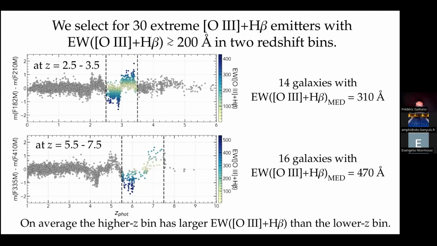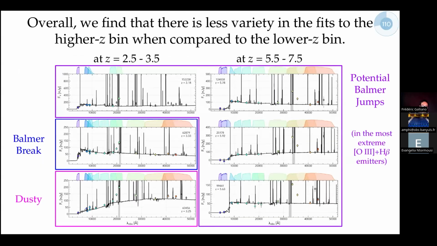So you'll note that our higher Z bin has, on average, higher equivalent width in these lines. And these are just a few examples, at each redshift range, of some of the fits that we got out.